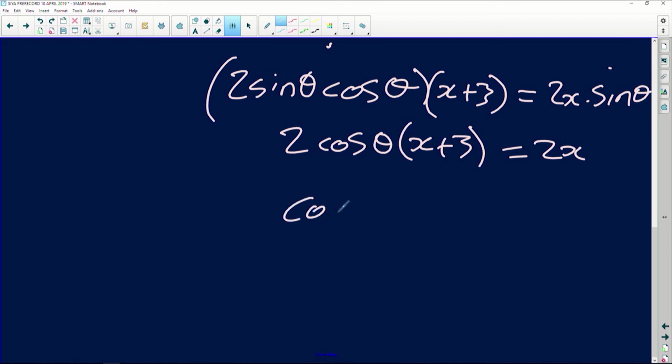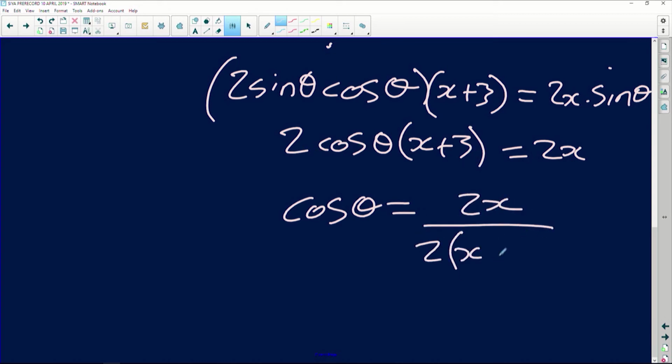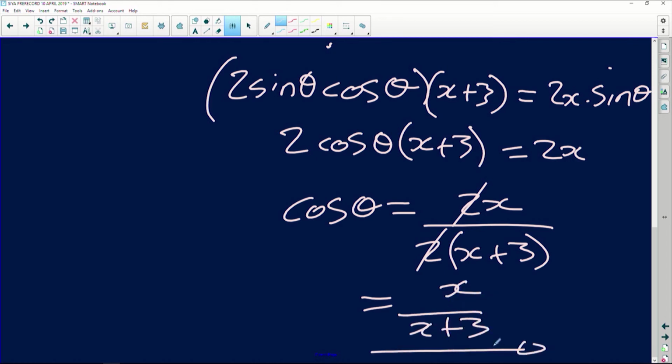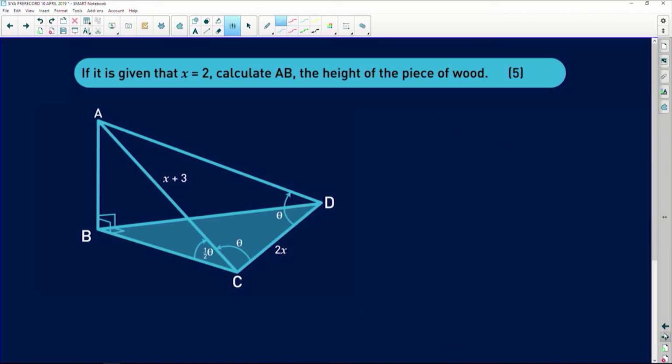So this will be cos of theta is equal to, I divide by everything that is here, so it becomes 2x over 2 multiplied by x plus 3, which is then equal to the 2, and the 2 will give me a 1, so it is x over x plus 3, and that's the answer that they wanted us to find. Now let's go and have a look at question 3.